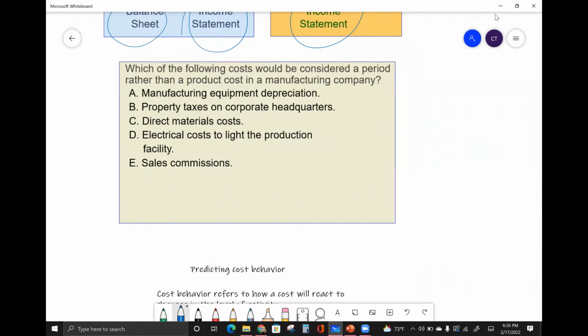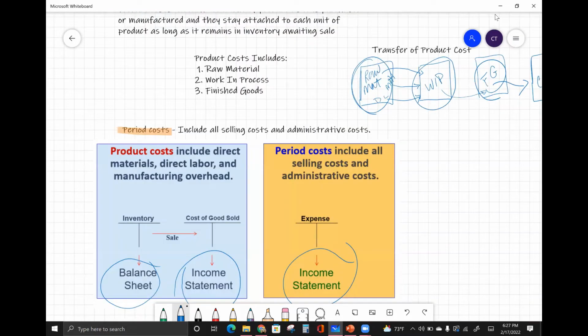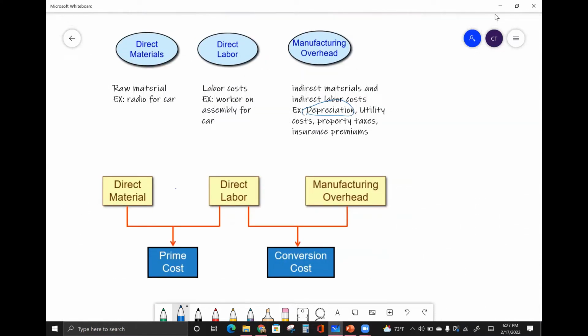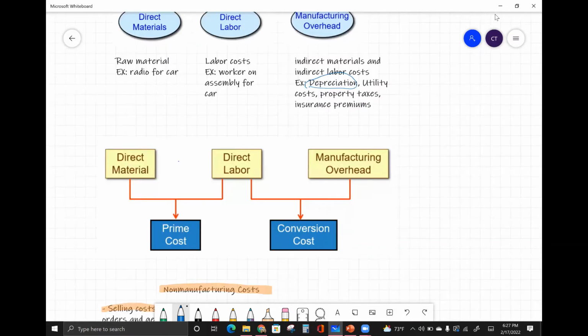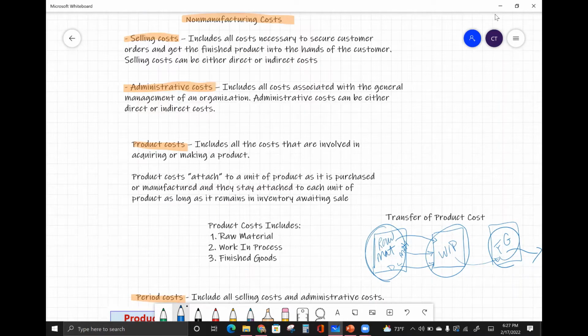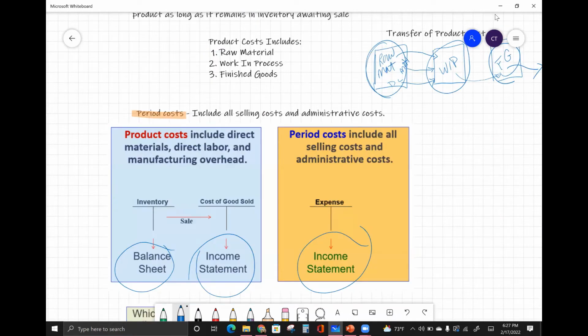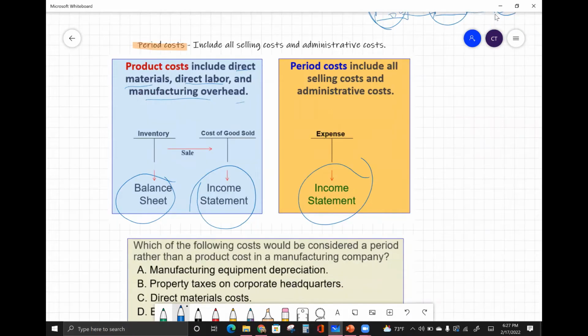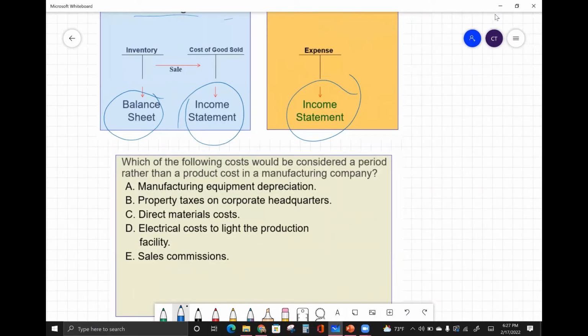Which of the following costs would be considered a period cost rather than a product cost in manufacturing? So we have manufacturing equipment depreciation. Is that period or product? Think about what we went over a little bit ago. I'm going to bring you back up and give you a hint. So depreciation falls under what? Manufacturing overhead. And what makes up product cost? Where is it at? Here it is. Okay, so product costs include direct materials, direct labor, and manufacturing overhead. So is that a period cost or a product cost? It's product.